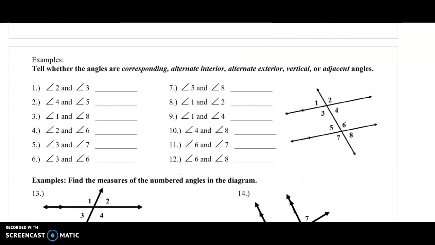Tell whether the angles are corresponding, alternate interior, alternate exterior, vertical, or adjacent. So for the sake of not having to spend forever writing these out, corresponding will be COOR, alternate interior will be AI, alternate exterior is AE, vertical will just be vert, and then adjacent will be ADJ.